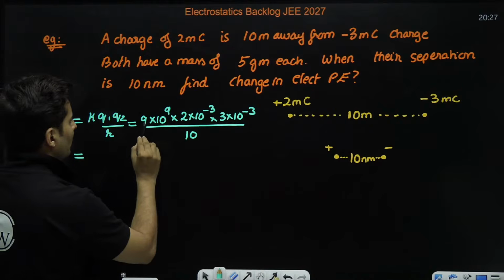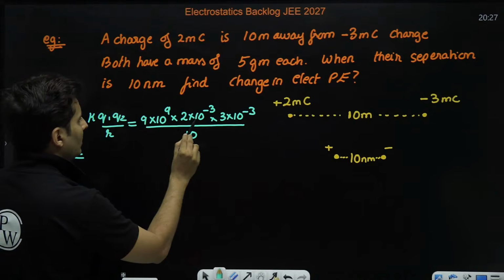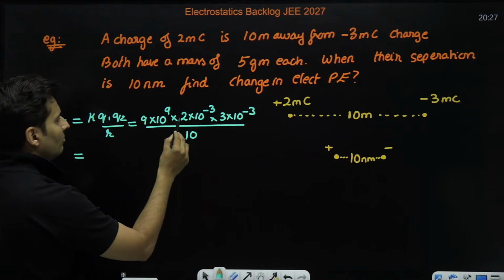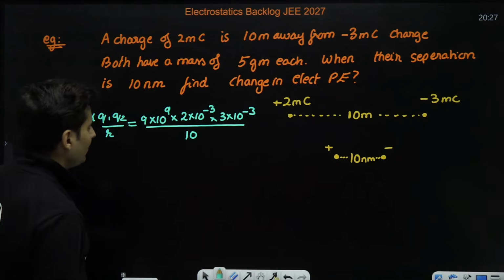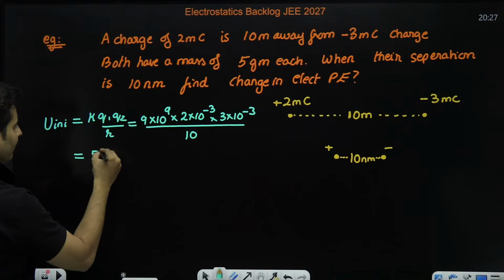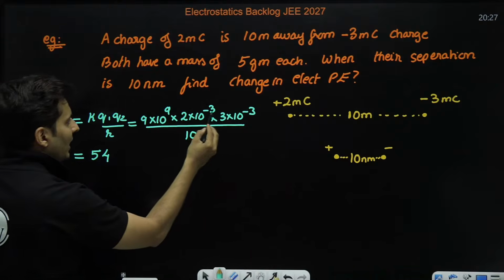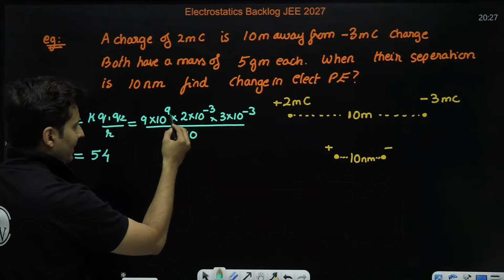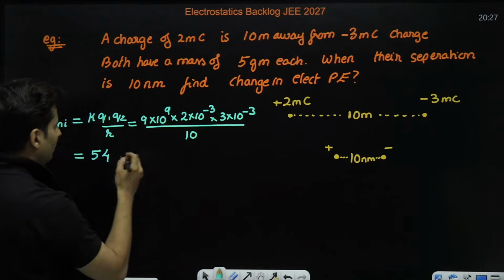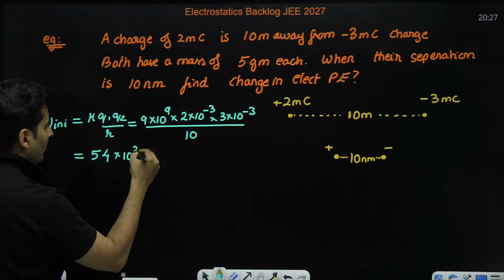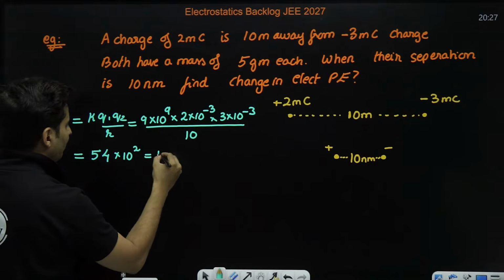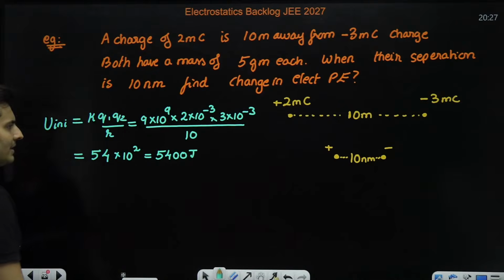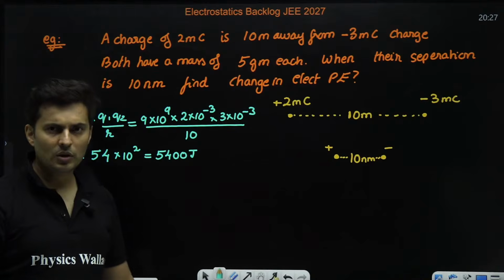Just check it out. Now this 9 into 2 is 18, or 2 3s are 6, or 18 into 3, which is nothing but 54. So we will have 54 over here. This minus 3 and minus 3 will become minus 6. 9 and minus 6 will become plus 3. With this 10, it will become 2. So into 10 to the power 2. So essentially it will become 5400 joules. Is that right? 5400 joules is the answer.